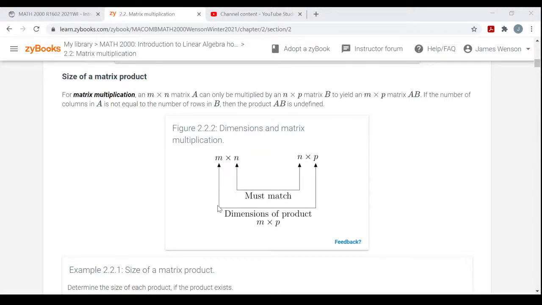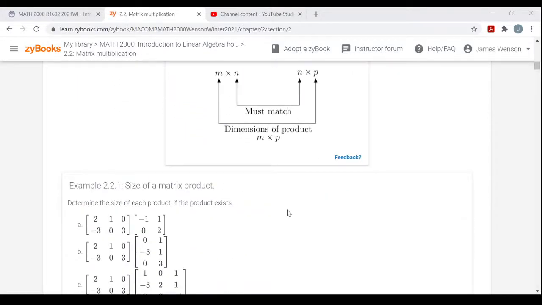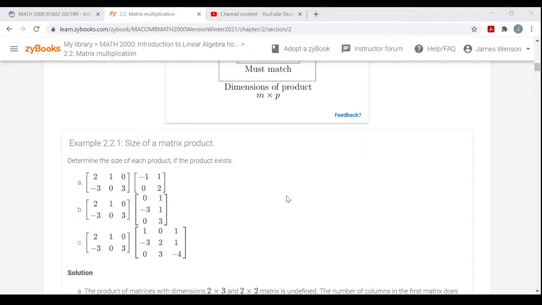The final result, the size of the product, will be given by these two outside numbers: the number of rows of the left matrix by the number of columns of the right matrix will be the dimensions of the product. I'll go through examples of this. All we're asked to do here, and I'll write these out, and then I'll come back to some of these examples and we'll talk about the actual products.